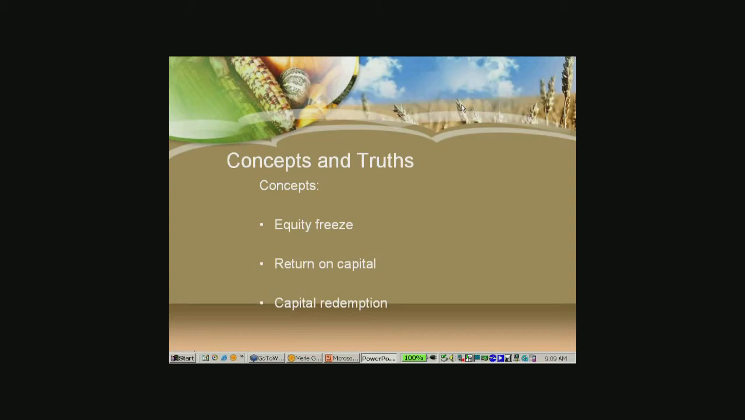The last point is a thing called capital redemption. And this one, I think, is really, really important as well. It kind of goes together with the equity freeze. And that is, over time, how can we redeem our equity in the business as parents so that our actively farming child can actually show that equity increasing on their balance sheet? So we'll go through this a little bit more, but I want to get those three technical concepts out. I know they're kind of complicated, but I'll show you in a few minutes how they actually work.